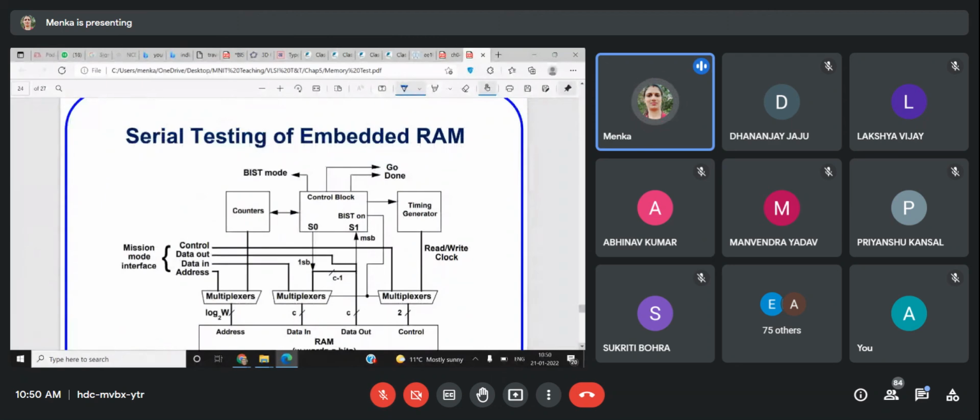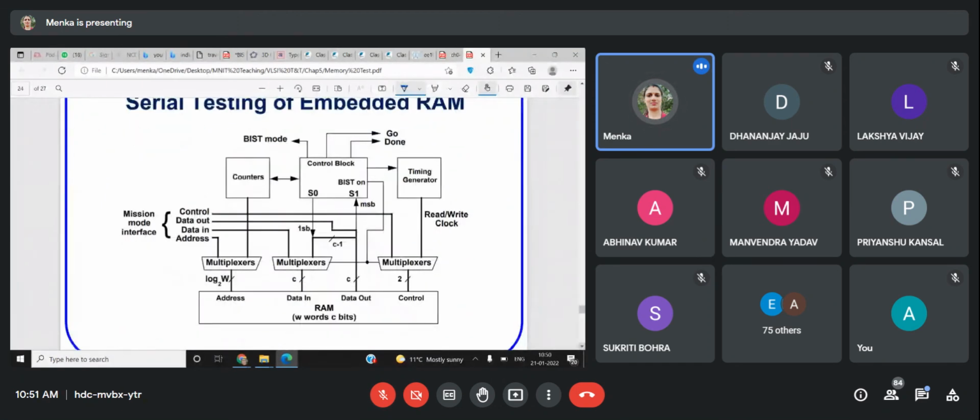Serial testing of embedded RAM is also given over here. You can just check it. In serial testing of embedded RAM, you have some multiplexers and the RAM is here, and this is the BIST controller block. It is going to control all the things, and this is how it works.